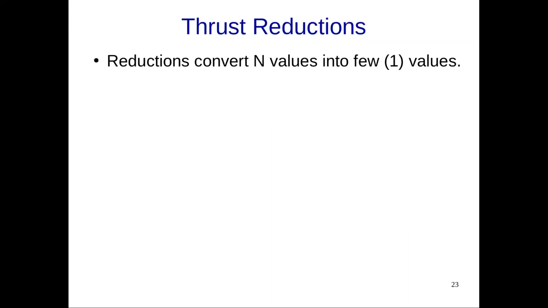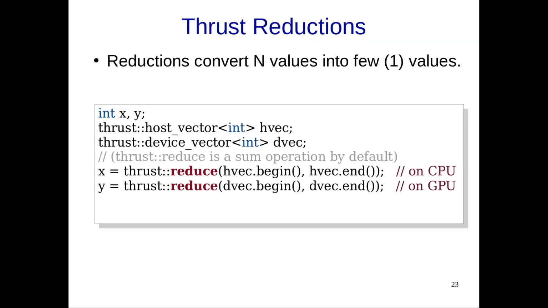And this reduction turns out to be an important concept in parallel programming, and Thrust also supports that. For example, let's say I have some host vector and device vector. I can just do a reduce on begin and end of this host vector or device vector, and I get the sum of all the elements, because sum is the default operation for reduction. And that sum I can return as a parameter directly on the host side.